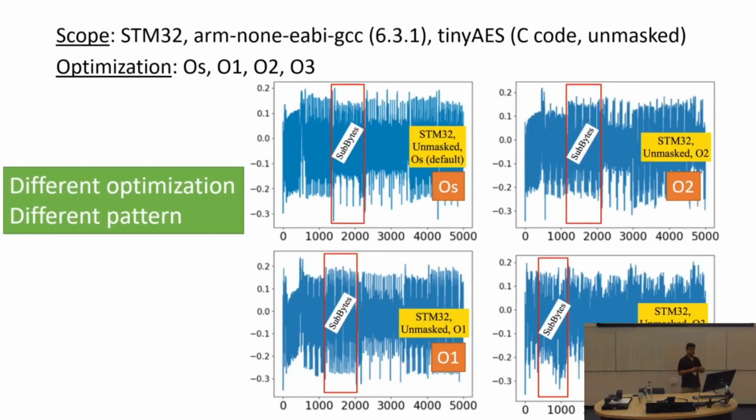So different optimizations also lead to different patterns. So here we have a sample STM32 chip with 3 different optimizations, O1, O2, and O3, and also the default optimization. As you can see, each optimization leads to a change in the power patterns.